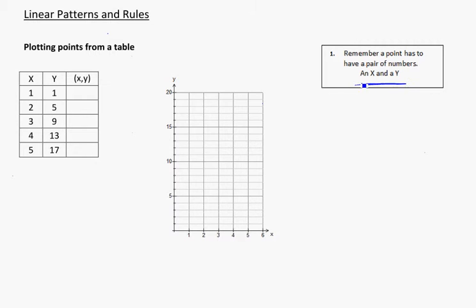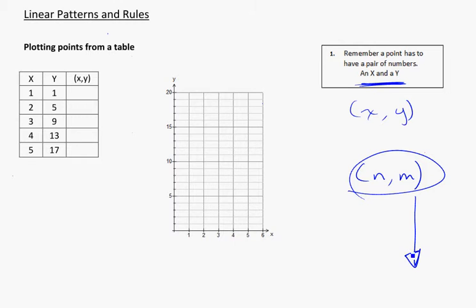So one thing that I'd like you guys to remember is that a point always has to have a pair of numbers. You're always going to have something like x, y. But it doesn't always have to be x, y. Sometimes it might be something like n, m. But it's going to be two things. And I'll get to an example about this one in the next little part that you'll look at.